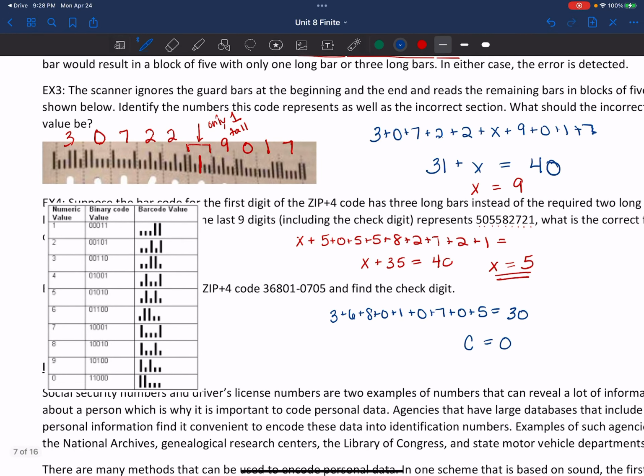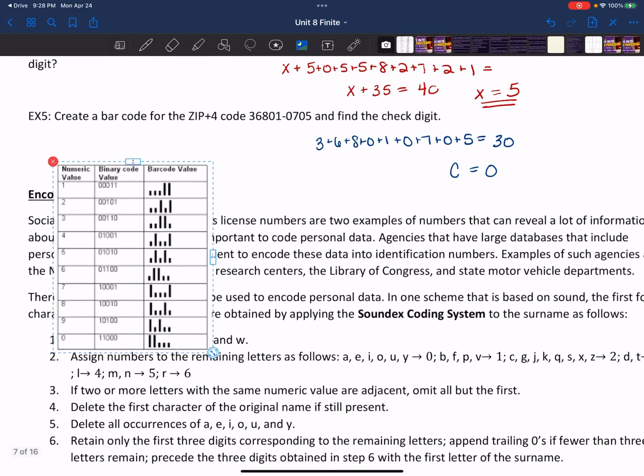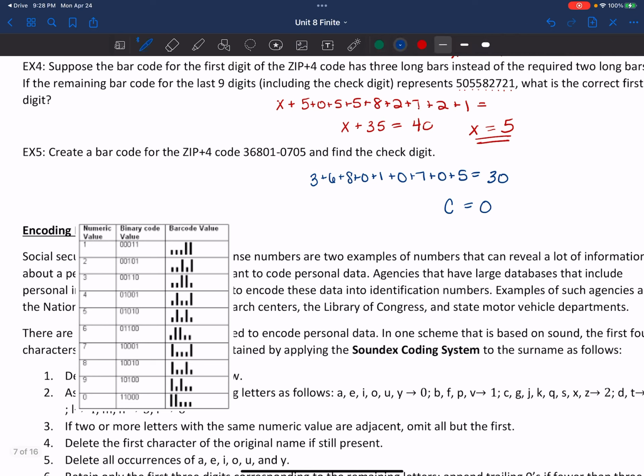All right, so I've got that. Now let's go ahead and find our actual barcode. So I'm going to push this up here so we can draw it. And so I have to put my guard bar, right? So that's going to go down. And then 3 is going to be short, short, tall, tall, short. 6 is going to be short, tall, tall, short, short. 8 is going to be tall, short, short, tall, short.